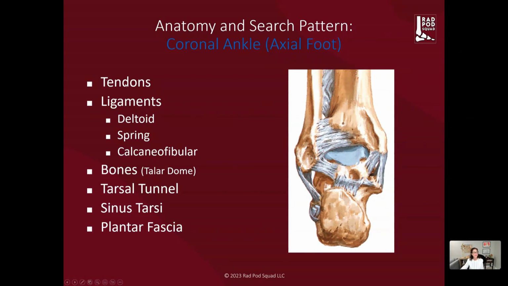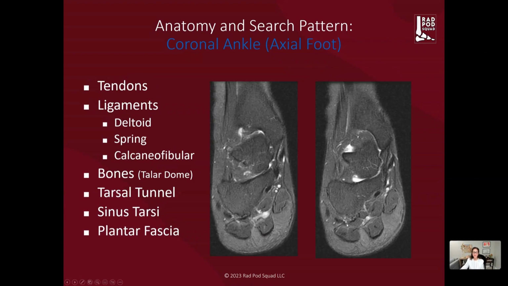We're going to be able to see the tendons, the ligaments, both the deltoid, spring, and calcaneofibular. We're going to be able to assess the talar dome, much like we see on an AP radiograph. The coronal imaging very nicely demonstrates the talar dome. We'll be able to see the tarsal tunnel in coronal imaging, portions of the sinus tarsi, and of course the plantar fascia. On these representative images, you can begin to understand that we can see a portion of the medial malleolus and some of the medial flexor tendons already, the posterior tibial, flexor digitorum, and flexor hallucis.